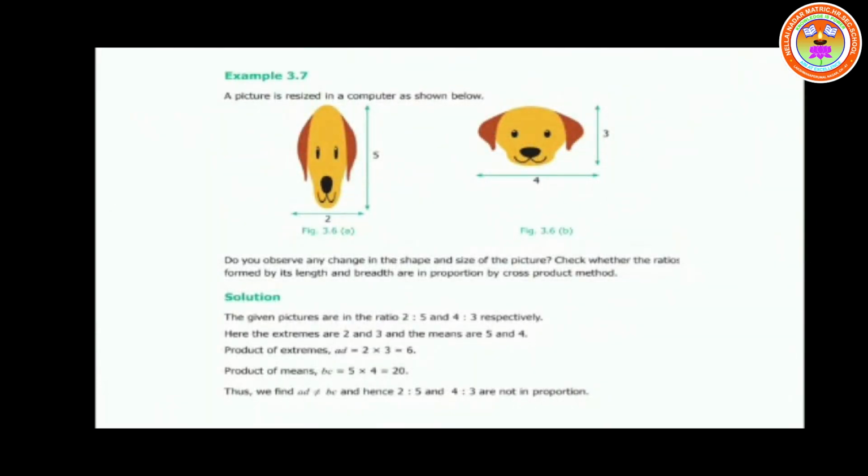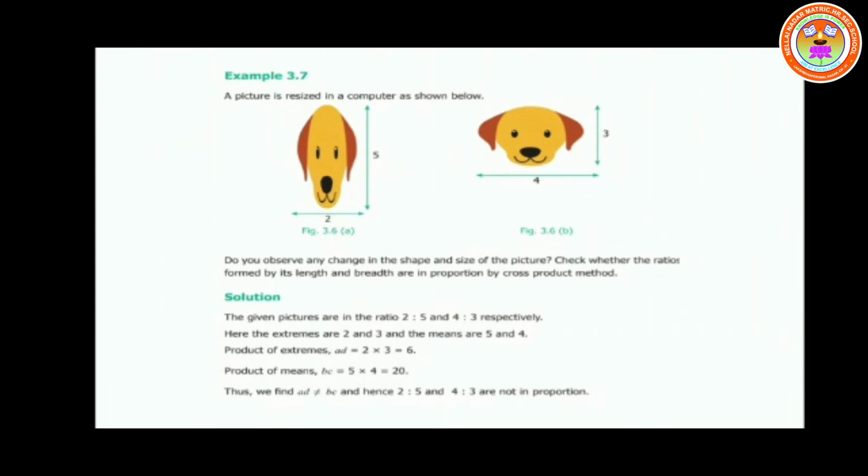Now listen, children. A picture is resized in a computer as shown in the figure. Do you observe any change in the shape and size of the picture? Yes, in figure 3.6a you see the dog's face is elongated, but in 3.6b it is normal. Check whether the ratios formed by its length and breadth are in proportion by the cross product method. That is nothing but the proportionality law method.